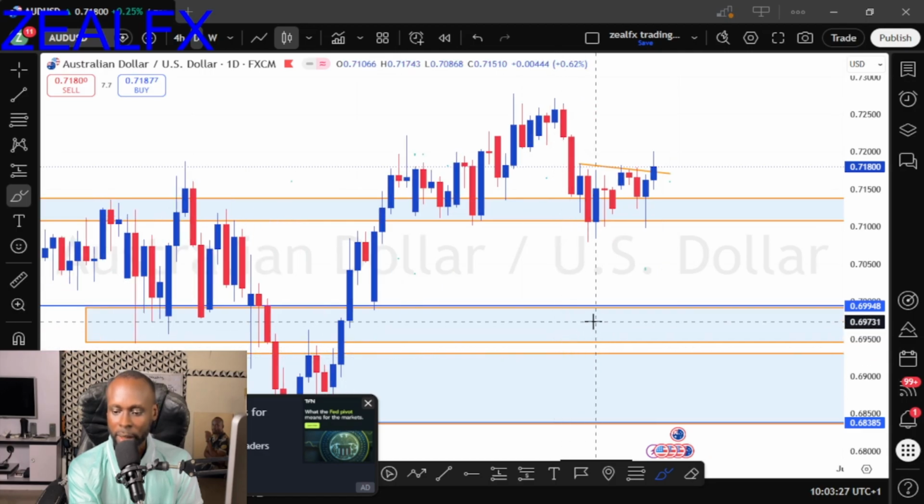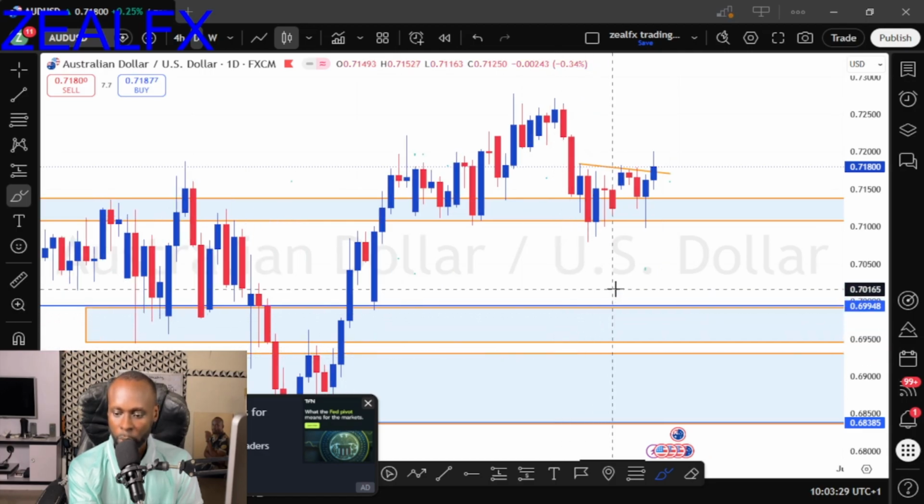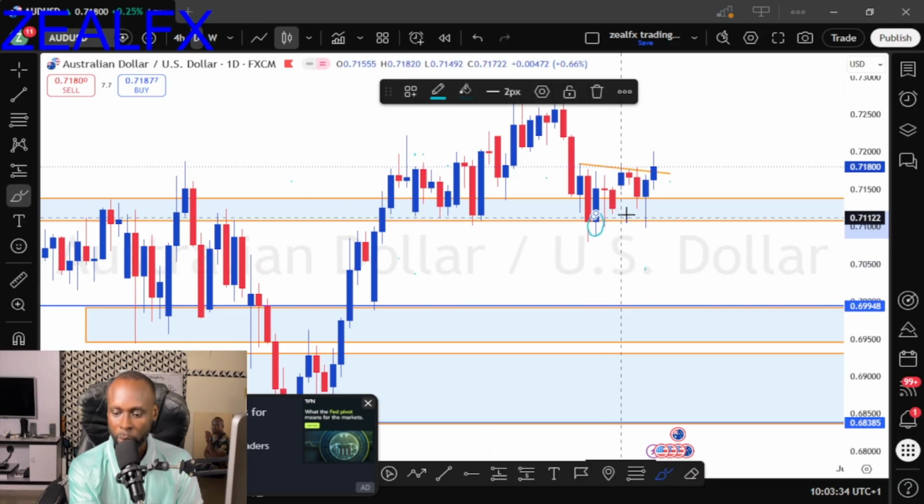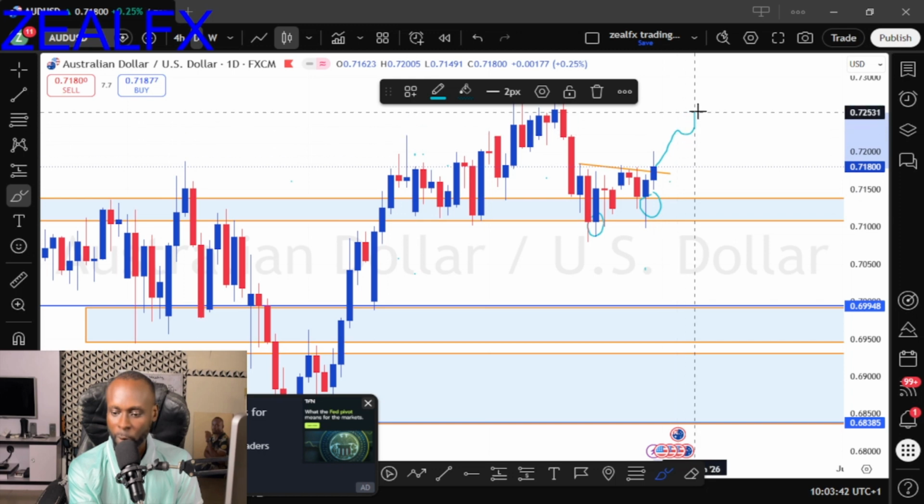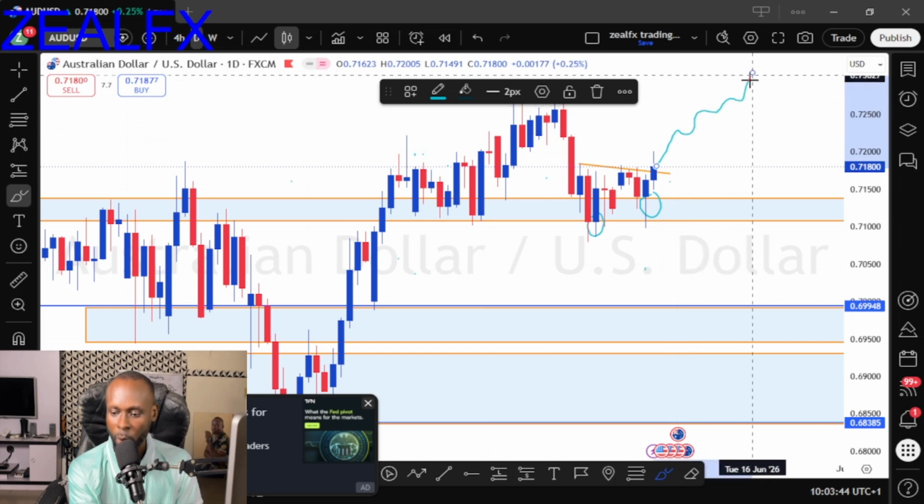We can clearly see that a new trend started to unfold, which is we now have this lower low and a higher low. So long as we are having this lower low and higher low, this is a sign of bullish momentum, a buying opportunity for the Australia USD.